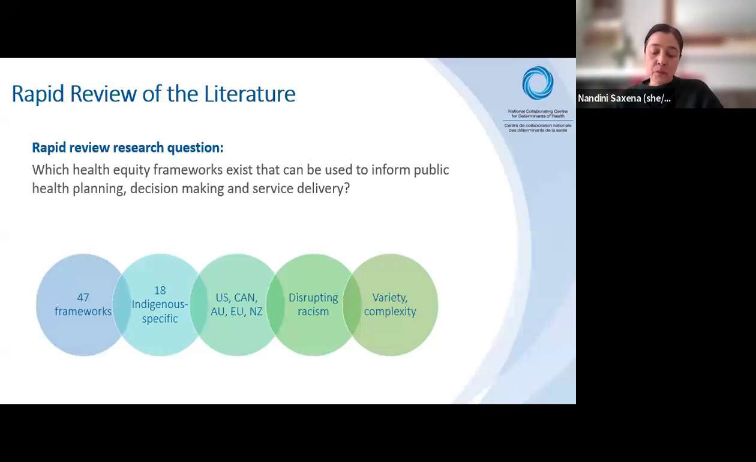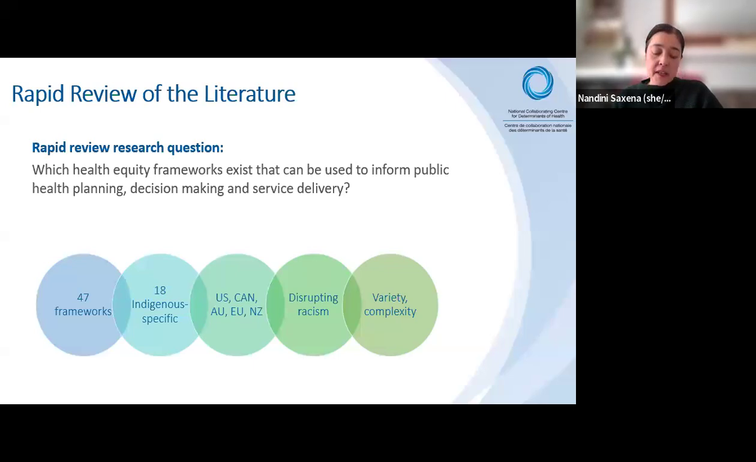18 of those 47 were focused on advancing equity for Indigenous or Aboriginal populations in different geographies, including First Nations living at home and away from home, Inuit, Métis, Maori, and Aboriginal and Torres Strait Islander people. The frameworks are primarily from the US, then from Canada, Australia, Europe, and New Zealand.